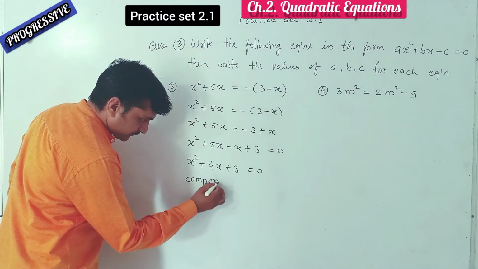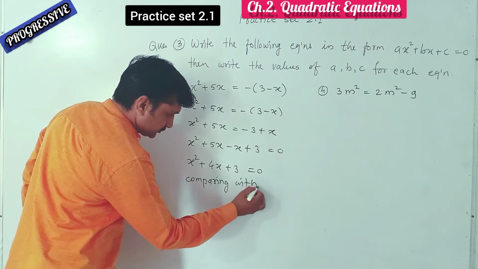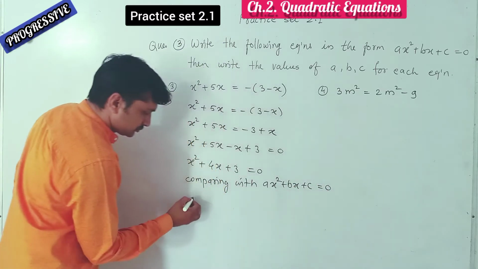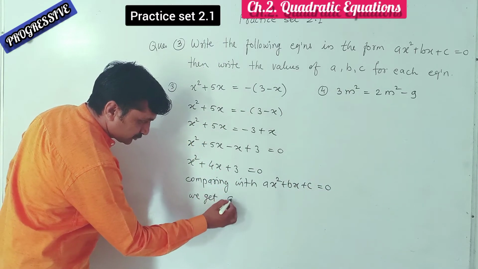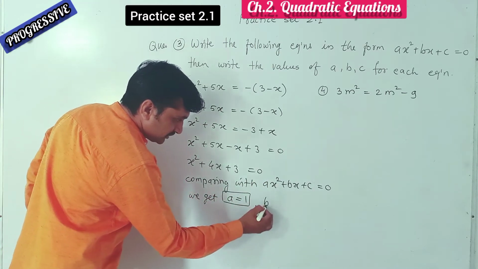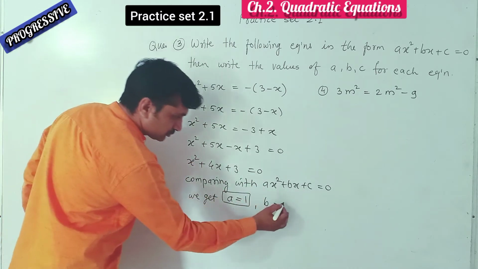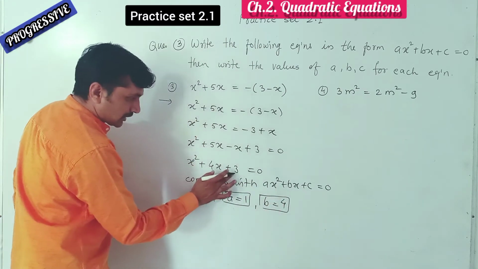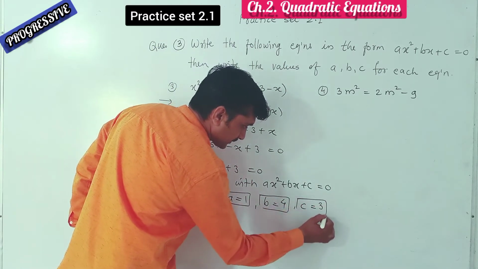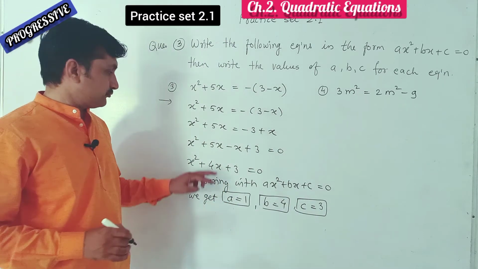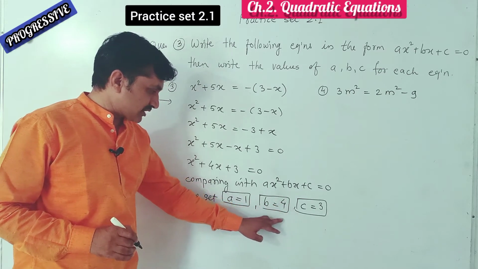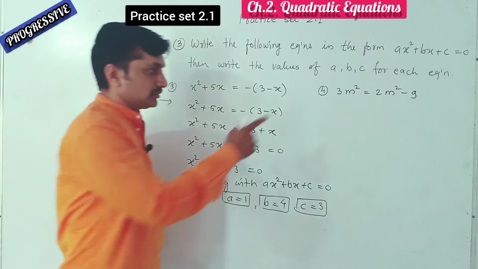Now compare with standard form. Comparing with ax square plus bx plus c is equal to 0, we get the ABC values. A is equal to the coefficient of x square, 1, b is equal to the coefficient of x, 4 here, and c is the constant, means c is the constant 3. In this way we wrote it in standard form, and by comparing with standard form we got the ABC values. Let's see example number 4.